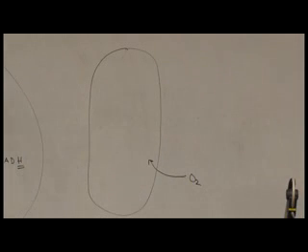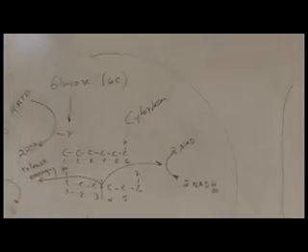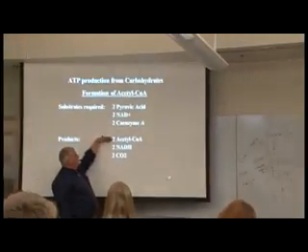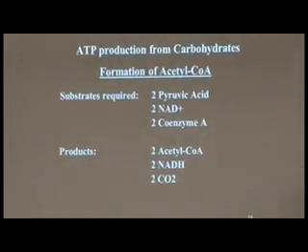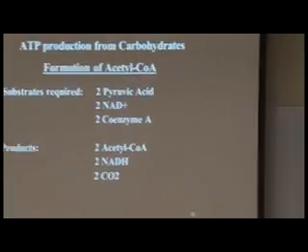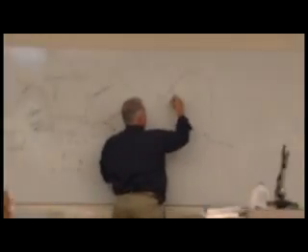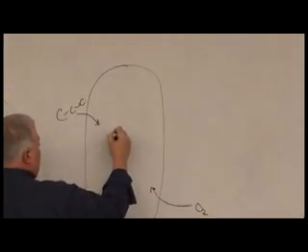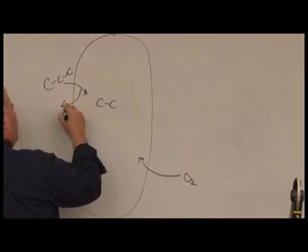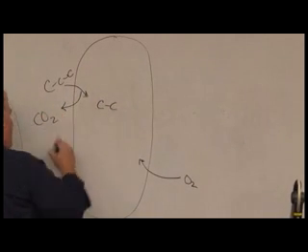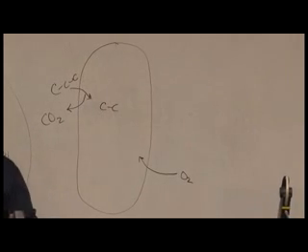So the first step in the process is taking our pyruvic acid and converting it to acetyl-CoA. We're going to have our 3-carbon compound out here that's going to come through the membrane, and over here it's going to end up as a 2-carbon compound. One of the waste products out of our mitochondria is carbon dioxide from this process.